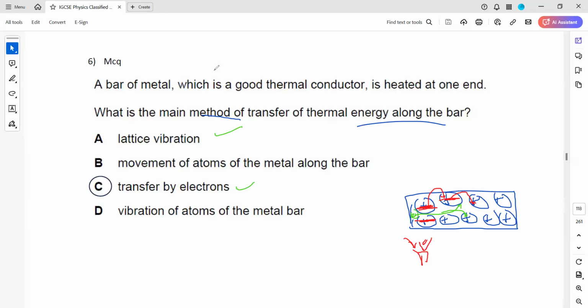So lattice vibration is correct. Electron transfer is also correct. But what is the main method? Mainly, the electrons shift from one end of the metal to the other by the heat and they transfer energy. Even though lattice vibration is correct, the question asks for the main method. So the main method is electron transfer. There are no atoms in the metal; there are positive ions present. So that is lattice vibration actually. Is it clear?